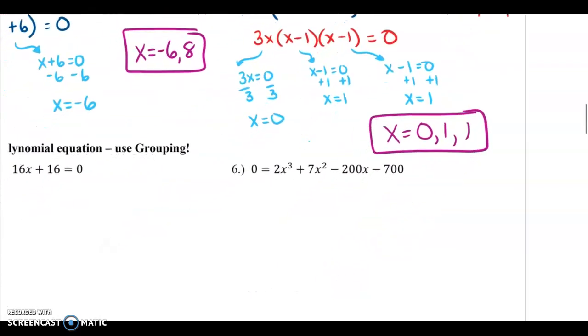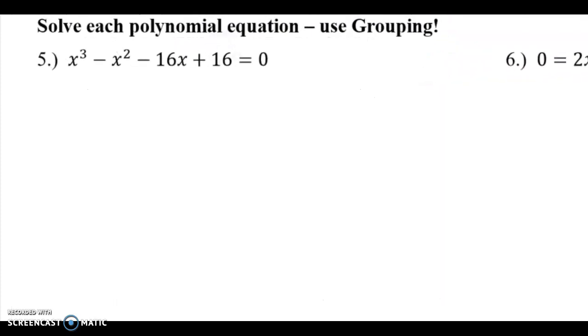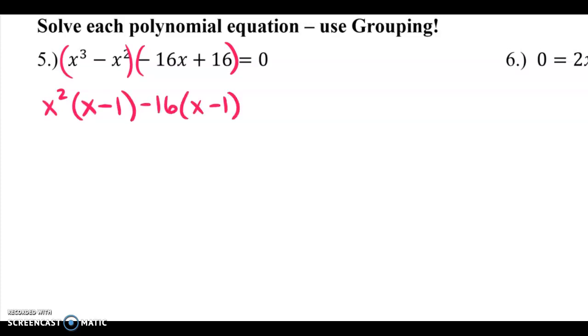The next view is grouping. So what's going to end up happening is I'm going to set these equal to 0 and you're going to have 4 terms. Just like the first one, I have 4 terms. So I'm going to be factoring by grouping with these 4 terms. Group the first 2, group the last 2, pull out a GCF, leaves me with x minus 1, negative 16, x minus 1, it all equals 0. Pull out the common x minus 1, then I'm left with x squared minus 16 equals 0.